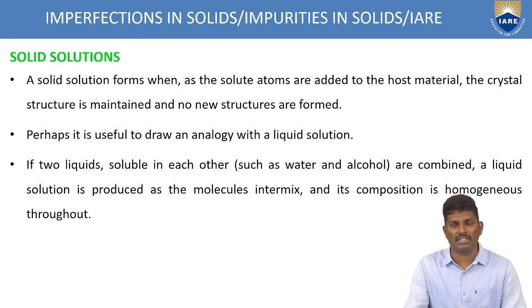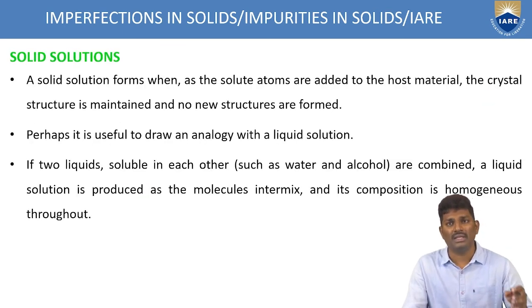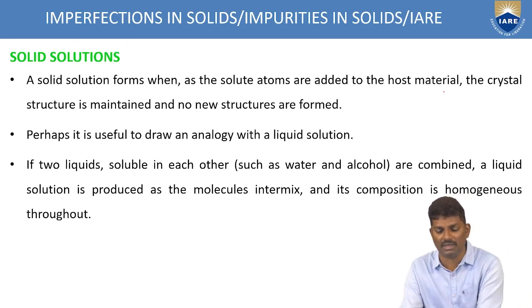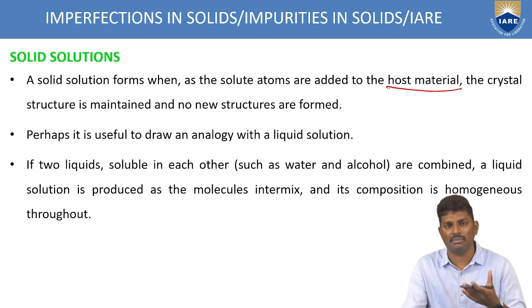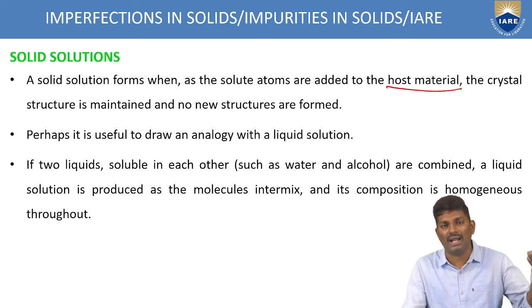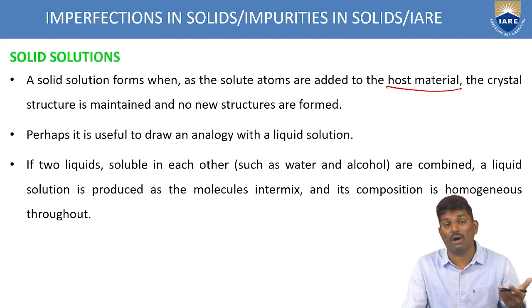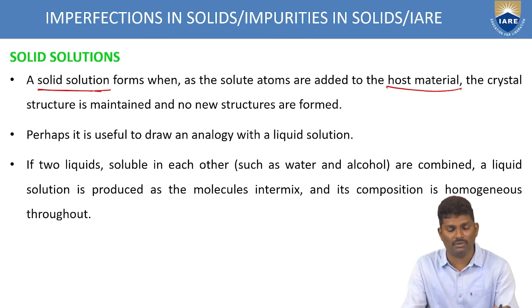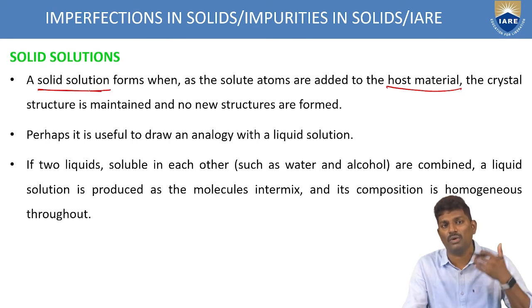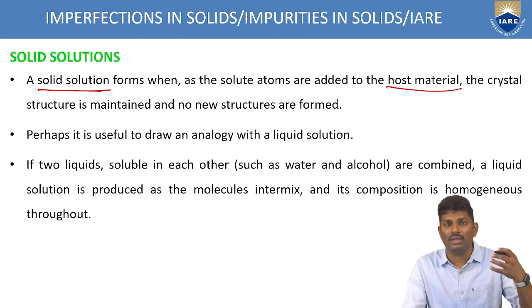What does a solid solution mean? A solid solution forms when the solute atoms are added to the host material. The host material is nothing but the base material. For this host material, you add some additives in solid solution form. When you add this to the host material, these solid impurities arise.